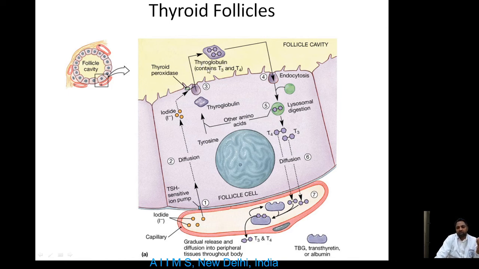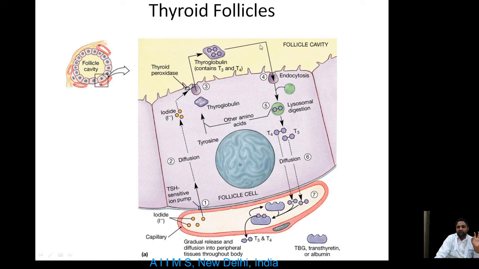From where has the thyroglobulin come? It is synthesized in the cytoplasm by the Golgi apparatus and transported to the colloid space. So the thyroglobulin, this iodine and tyrosine. Tyrosine also is synthesized in the Golgi apparatus, and it comes to the colloid. So these three will combine there, and they will form T3 and T4.